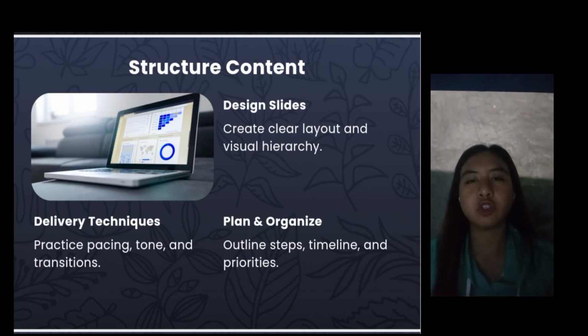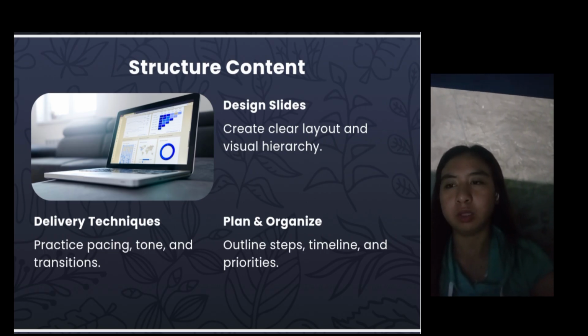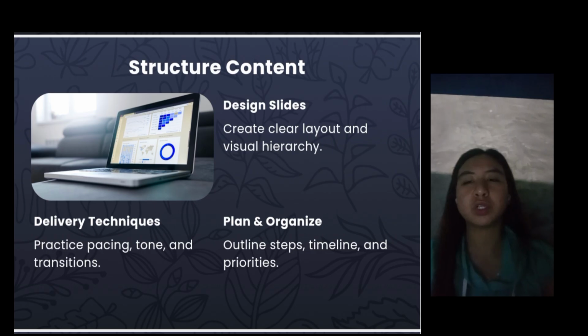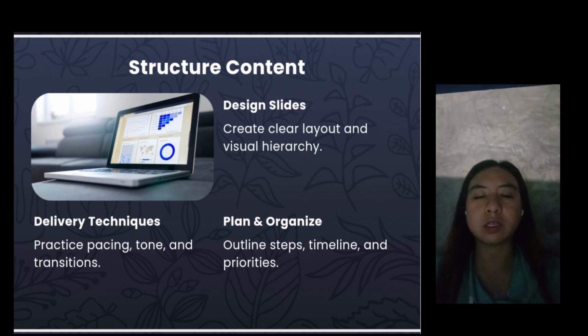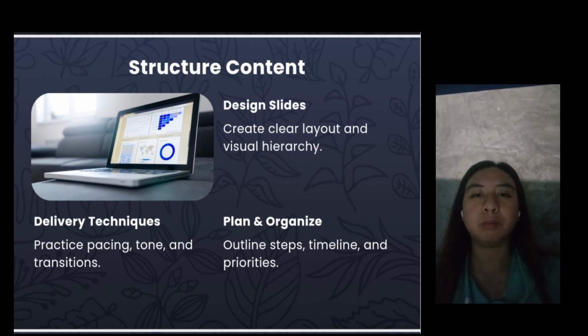My name is Regine Valiente. So we are going to tackle about the structure content. We have 3 slides simplicity. First is design effective slides that arrange content so that most important information stand out and use only what is necessary to support your message.